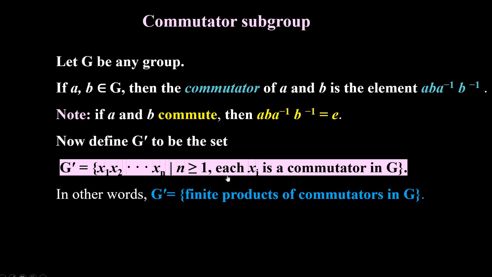Now how is G prime, the commutator subgroup, defined? In terms of this commutator, in fact it is described as the smallest subgroup generated by the set of commutator elements. That is one way of defining that. The other way of defining the commutator subgroup is this. It is the product of these elements where each xi is a commutator in G. That means each xi is of this form: a, b, a inverse, b inverse. So in other words, G prime is the finite product of commutators in G. It is this definition which helps us in proving that this is a subgroup. In words we have written, so that will be recalled.